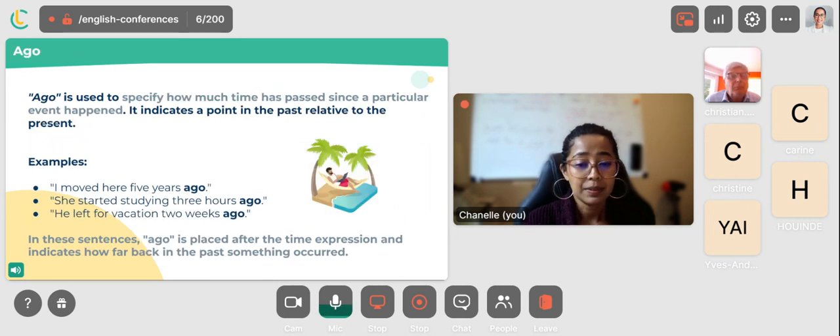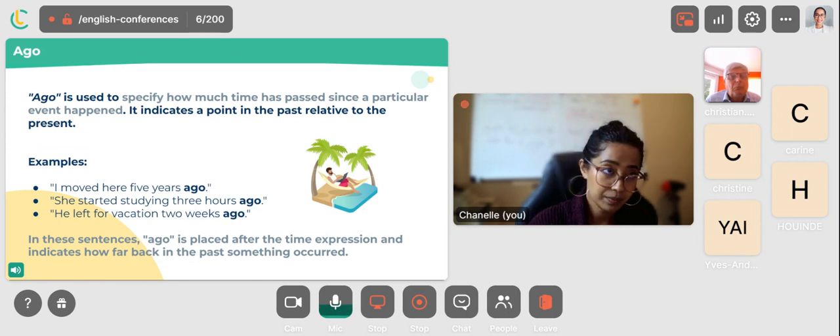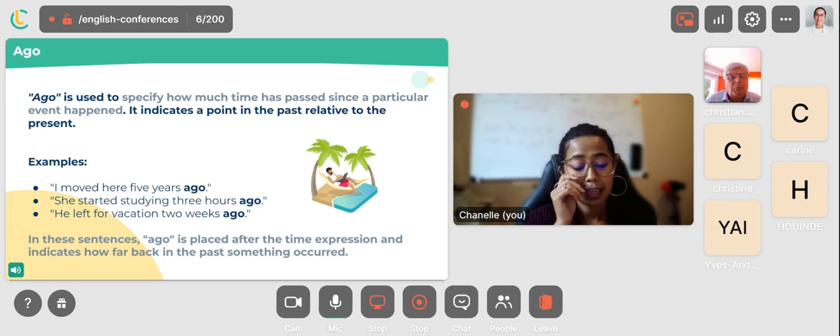Ago. Ago is used to specify how much time has passed since a particular event happened. It indicates a point in the past relative to the present. For example, I moved here 5 years ago. Il y a 5 ans. She started studying 3 hours ago. He left for vacation 2 weeks ago.